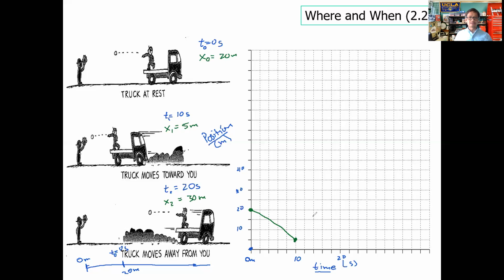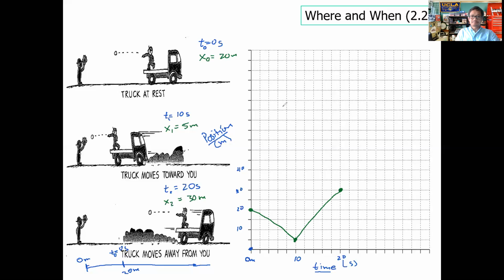Then he moves a distance at 20 seconds that is 30 meters away. So let's plot this here. At 20 seconds, he ends up at a position that is 30. Then he turns around and goes back up to a position that's 30 meters away. That is the plot for the motion of this truck. He moves back towards the origin, then he moves away from the origin. So this very simple plot shows the motion of this truck. Very good.